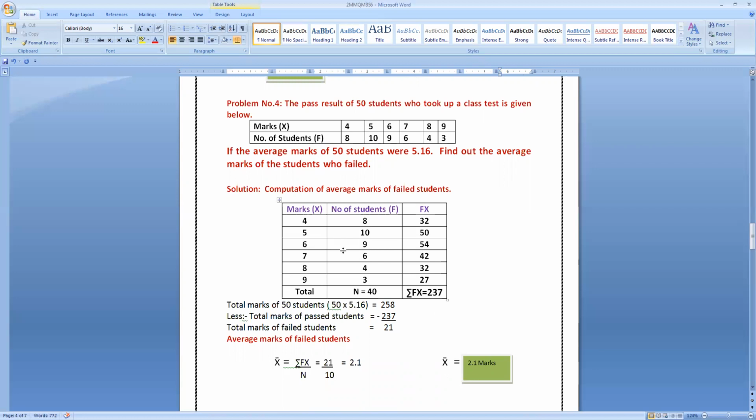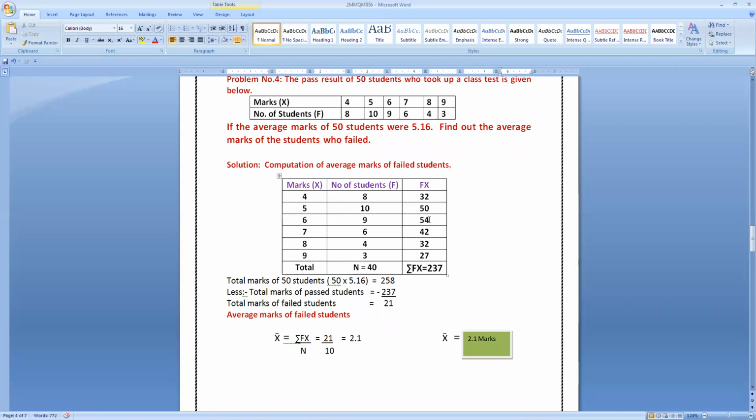Let us write the same thing here, because we are going to calculate with the help of the direct method. X values 4, 5, 6, 7, 8, 9, and the number of students given 8, 10, 9, 6, 4, 3. The total number of students who passed, given in the question, is 40. So out of 50 total students, 40 passed, which means the remaining 10 students failed. Let us calculate the total marks of the passed students by multiplying with fx.